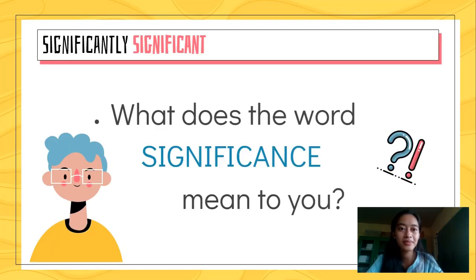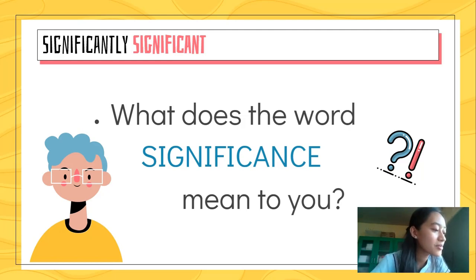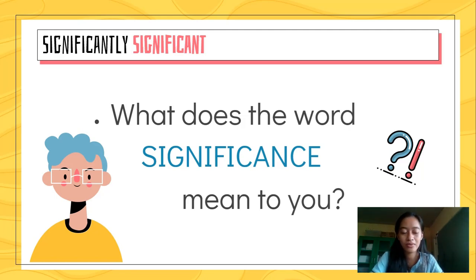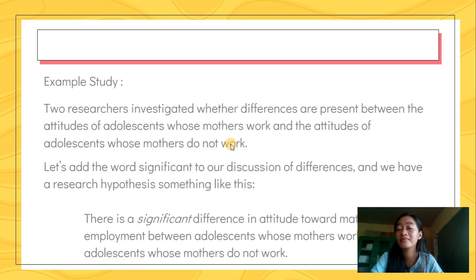Okay, now, significantly significant. Let's go to the concept of significance. So what does the word significance mean to you? You can pause this video and comment what the word significance means to you, or you can write your answer in your answer sheet. For now, exercise number 3, you're going to make a concept map on the different words that associate with the word significance. Okay, while you do that, let's continue.